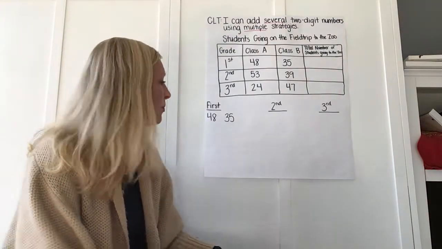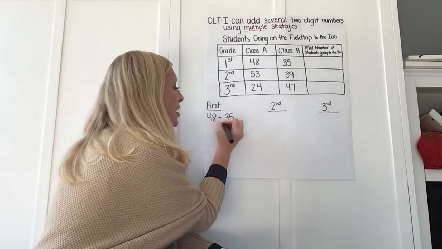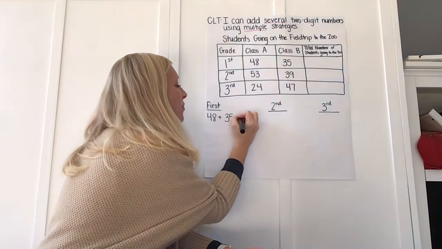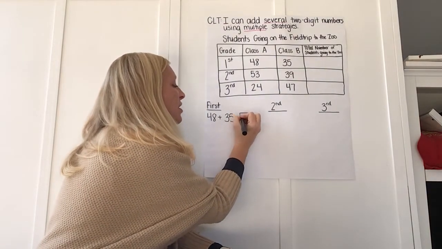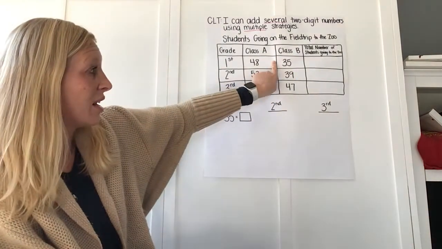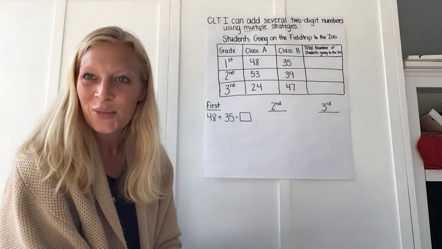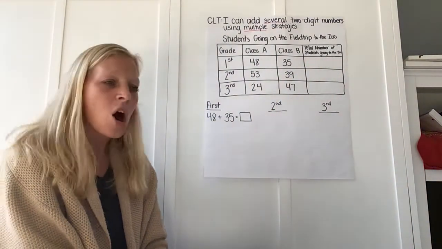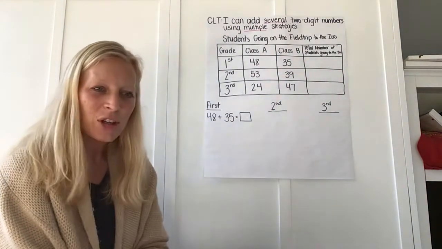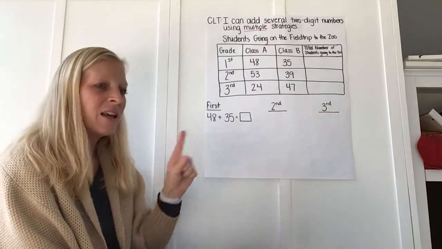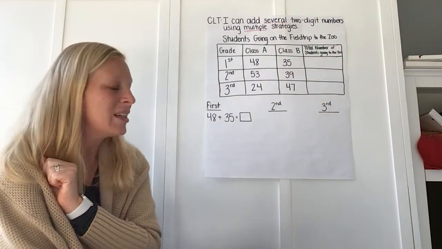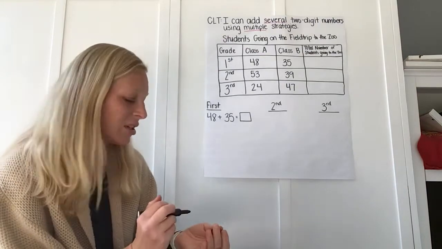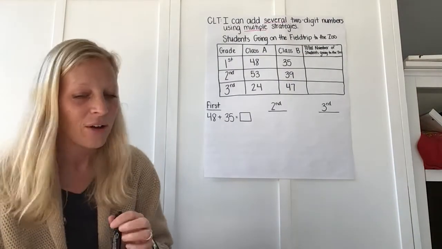What are we going to do? We're going to put a plus sign here and a box for this unknown. In fact, there's our box for the unknown right there in our table. All right, second grade, I want you to see if you can use this equation and your strategies that you know to help you put these numbers together. Go ahead and solve.